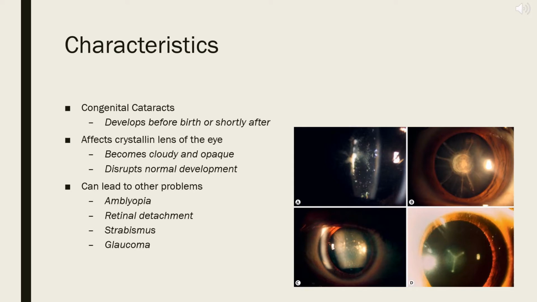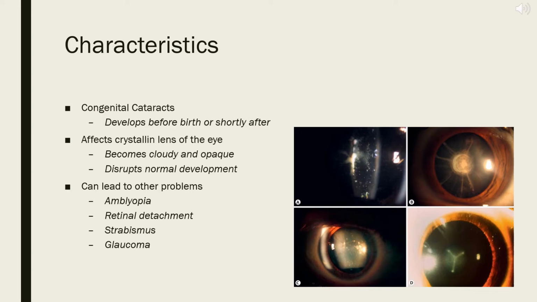Childhood cataracts is also known as congenital cataracts. That means that it develops before birth or very shortly after. So the crystalline lens is the part of the eye that is affected, and this sits right behind the pupil. It's responsible for refracting light to focus on the retina. This disease is characterized by a cloudiness of the lens and can disrupt the normal eye development.